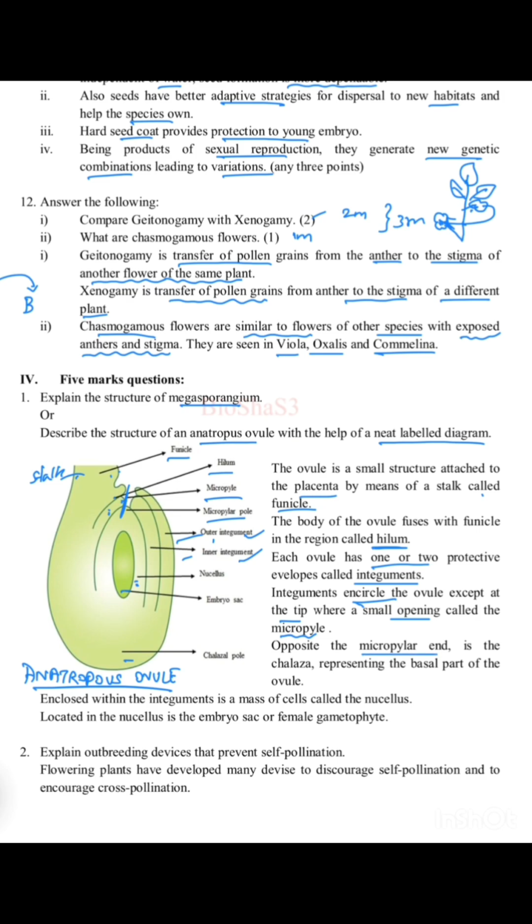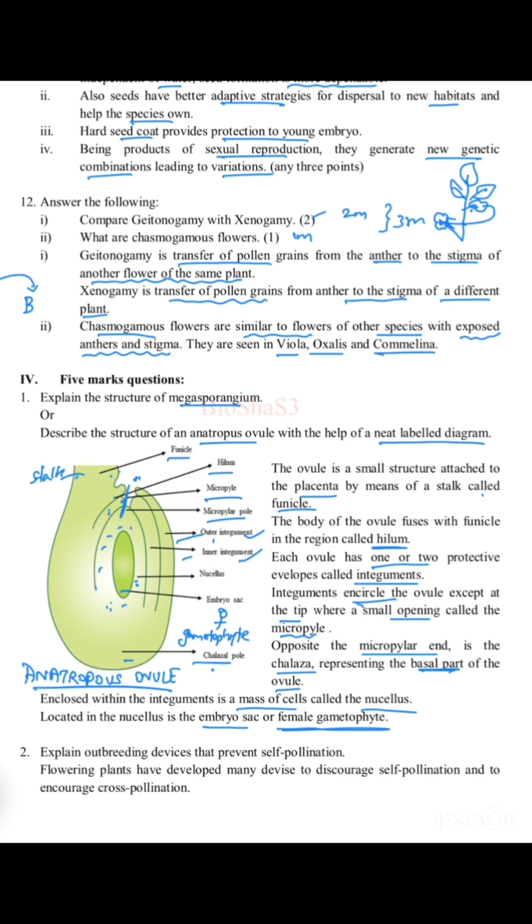Opposite the micropylar end is the chalaza. So here, opposite to the micropyle, this is the micropylar end. Here you can see the chalazal pole representing the basal part of the ovule. Enclosed within the integument is a mass of cells called the nucellus. So you can see the nucellus here. Located in the nucellus is the embryo sac, or the female gametophyte.